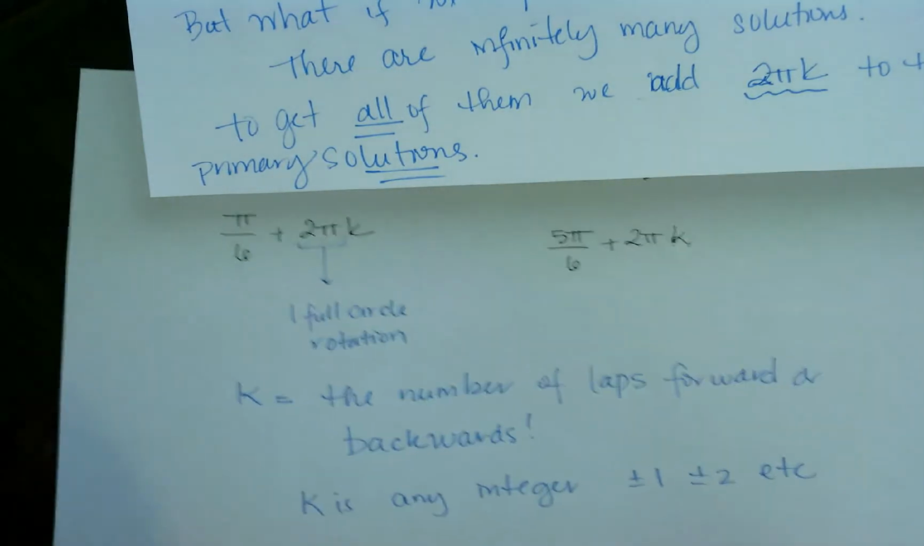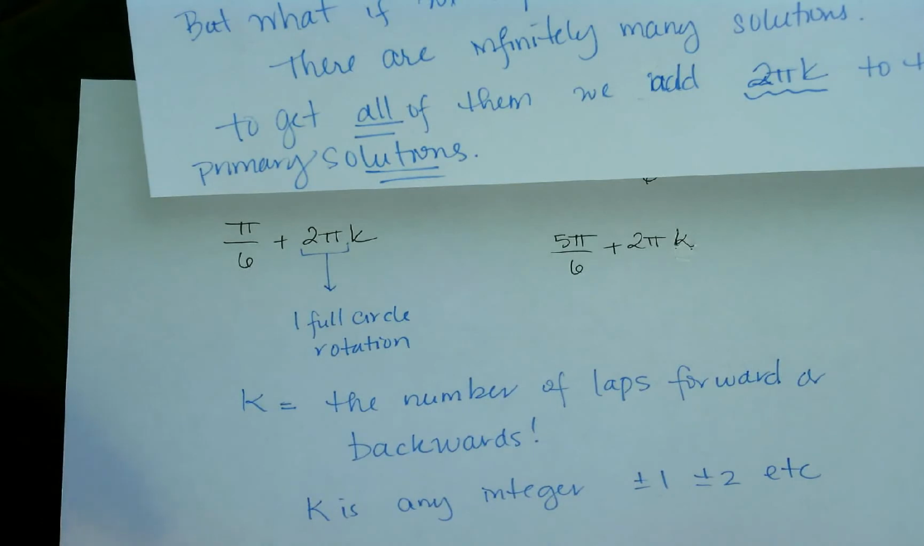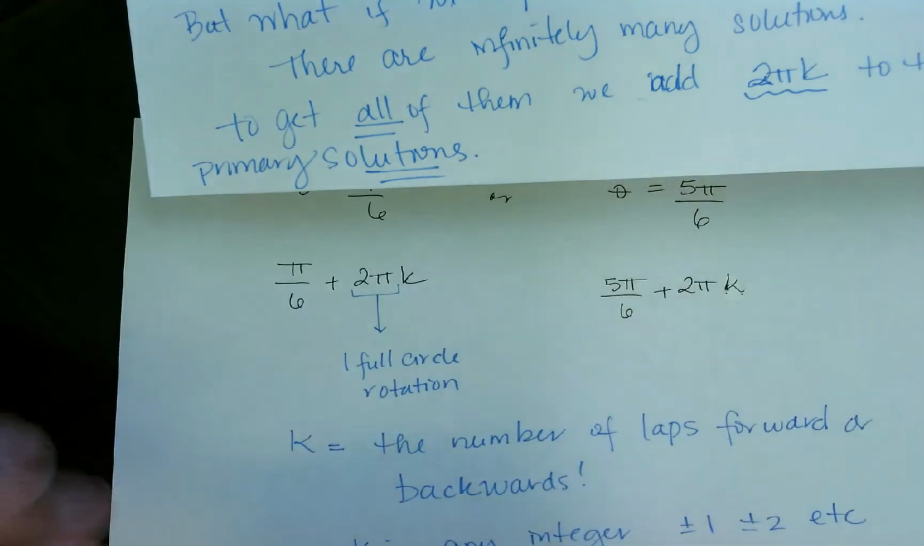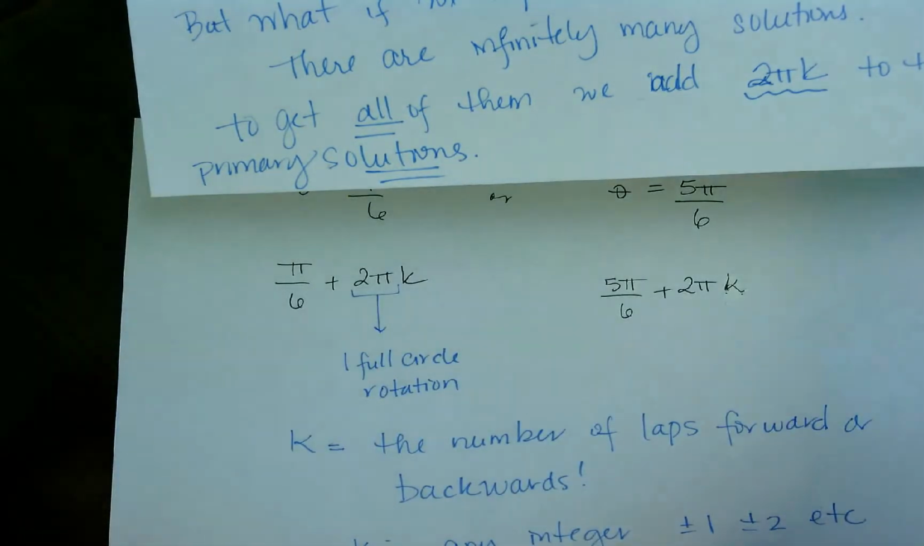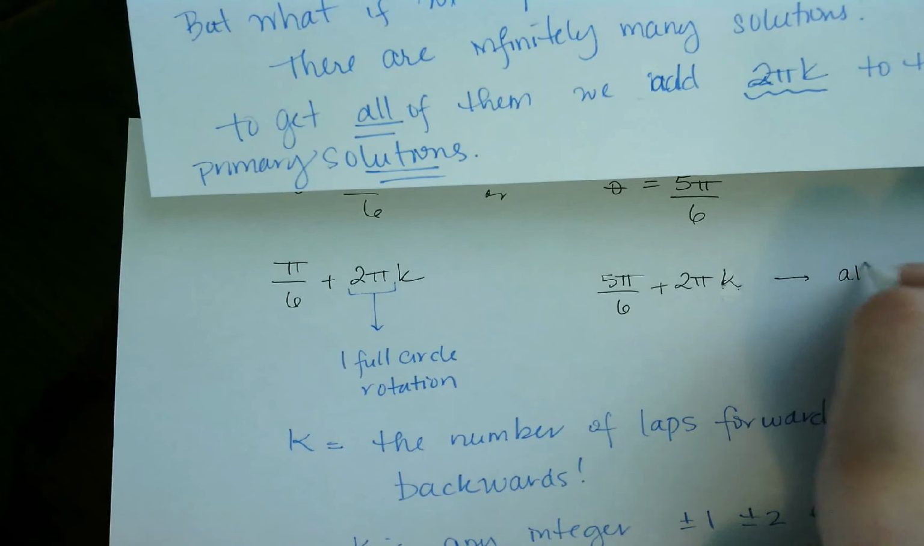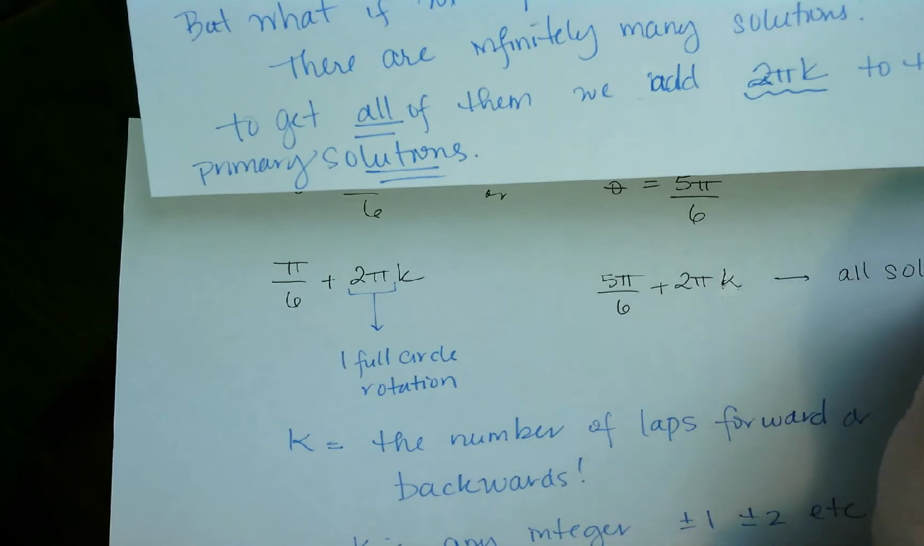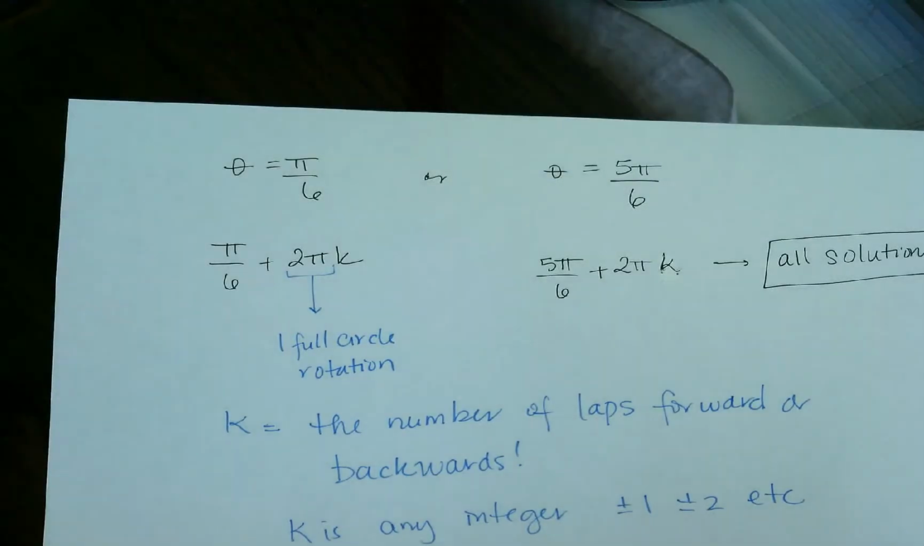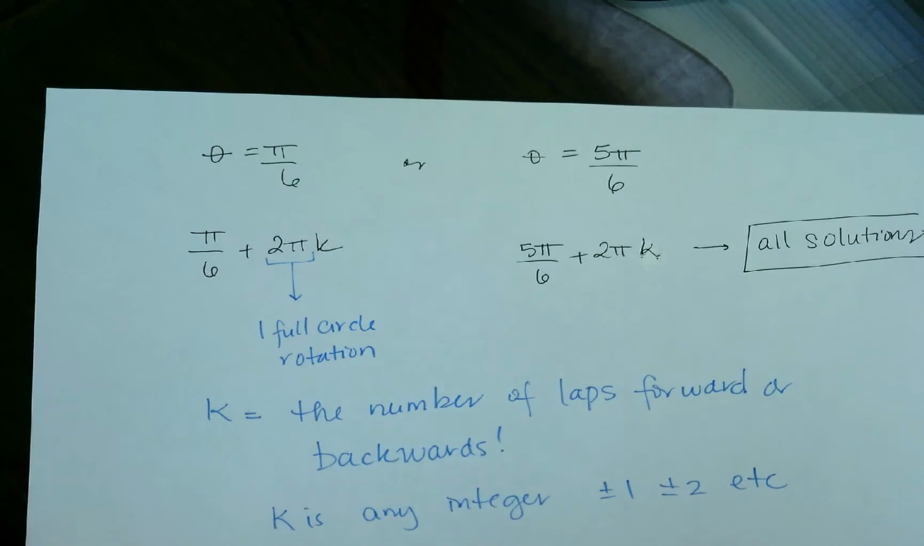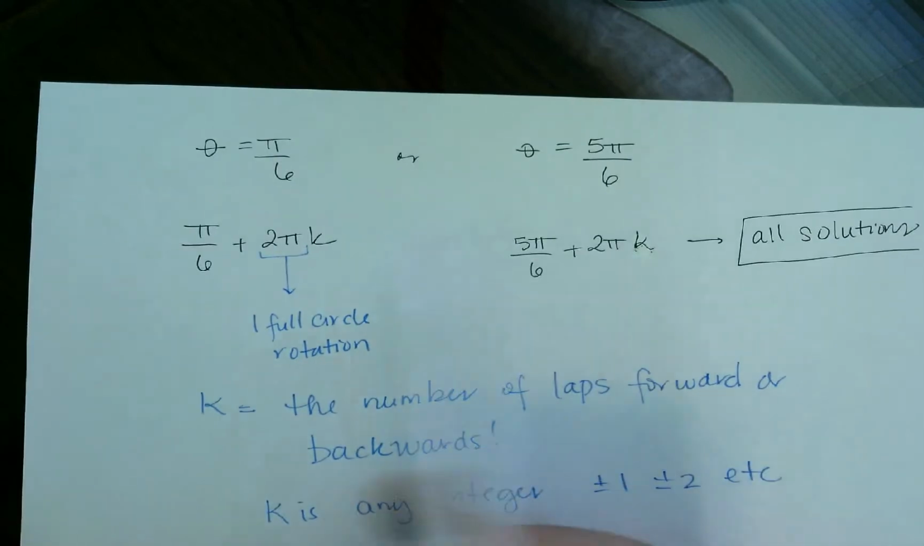And you just keep landing on those same spots. So these would represent all the solutions. That's how you would write all the solutions. You would rewrite them as pi over 6 plus 2 pi k, 5 pi over 6 plus 2 pi k. And you literally leave the k, because k can be any number, however many laps you want to land back at those two famous spots.